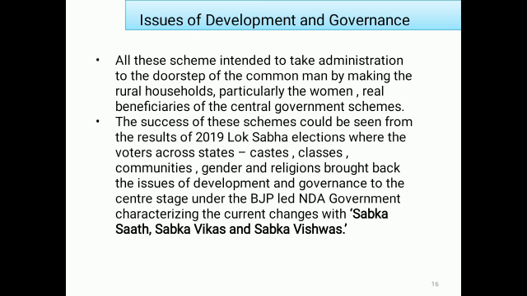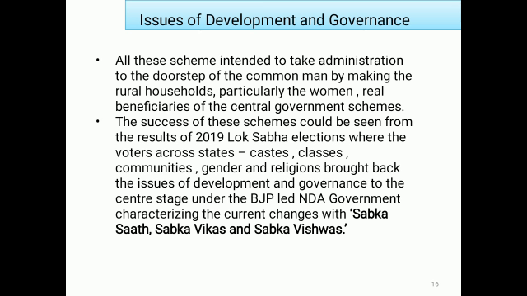All these schemes intended to take administration to the doorstep of the common man by making the rural households, particularly the women, real beneficiaries of the central government schemes. As you can see, what about the Ujjwala Yojana? It was regarding cooking gas. Now in villages we can see, among people I know also, I came to know that now they are making food on the LPG system. That was regarding Ujjwala Yojana, they got it. There are so many poor people also who are now using cooking gas facilities.